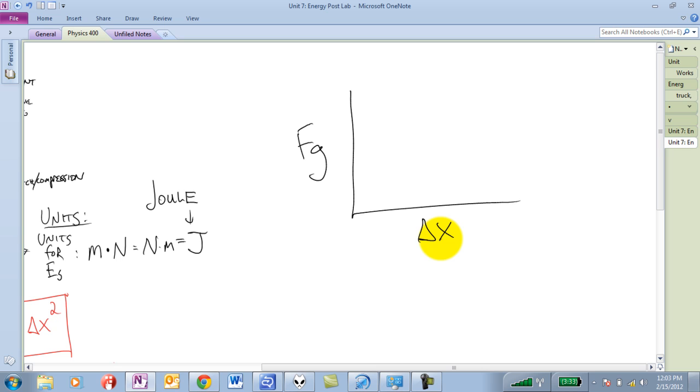Yes, question? Are you able to do this on Earth? Because wouldn't you have to go somewhere else to change the gravitational pull? Well, this is a really interesting question. As you change delta X, what happens to FG? Well, like if you're going up and down? If we're moving an object up and down, what happens to FG?